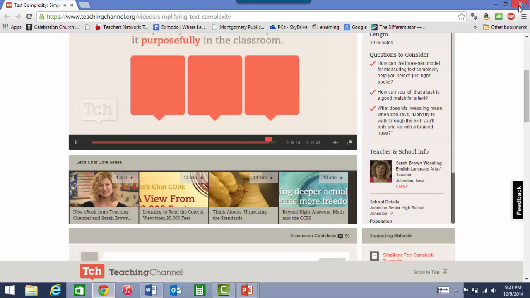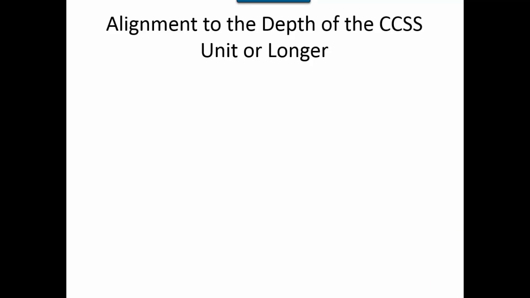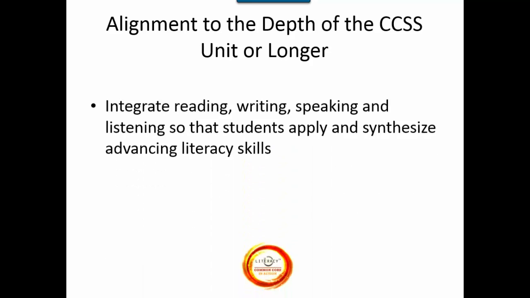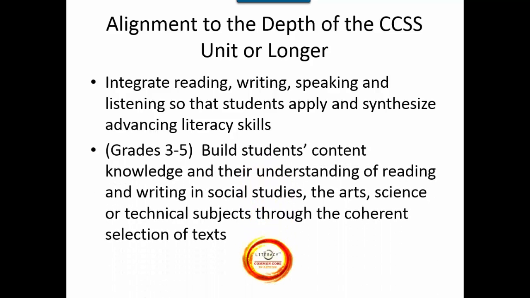Just a couple of reminders. Text. If you are teaching a unit or longer, the lesson should include integrating reading, writing, speaking skills so that the students actually apply and synthesize these skills into their everyday lives. You may have to build the students' content knowledge through coherent selection of text.